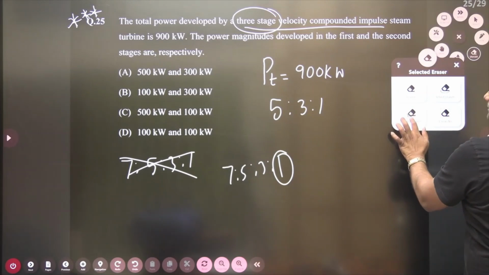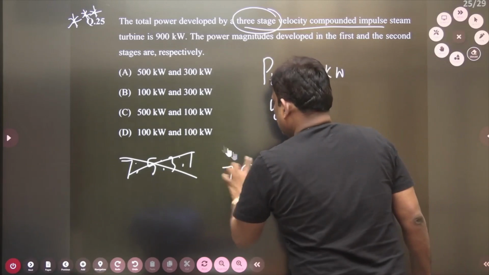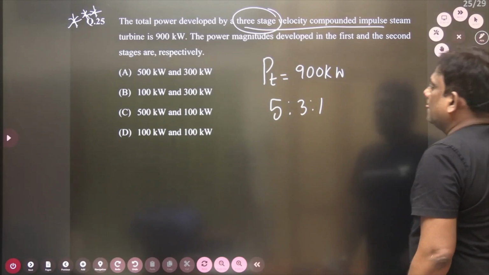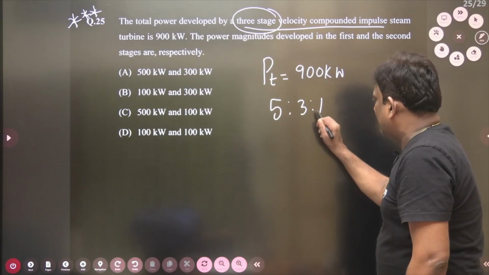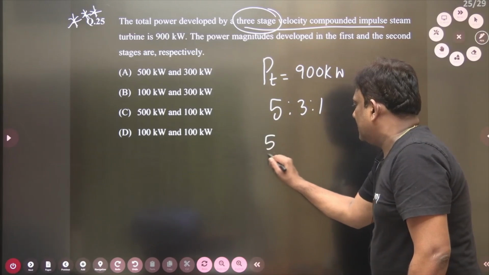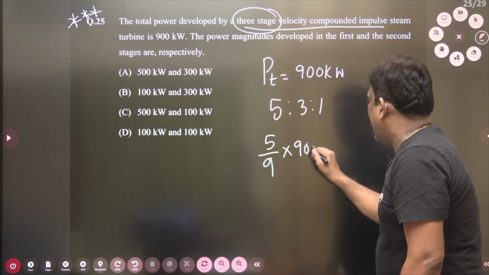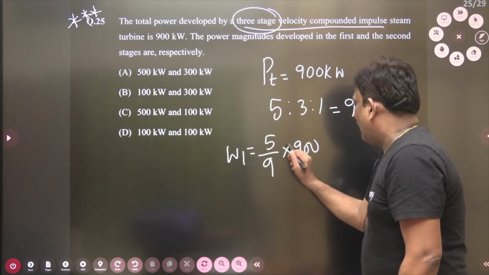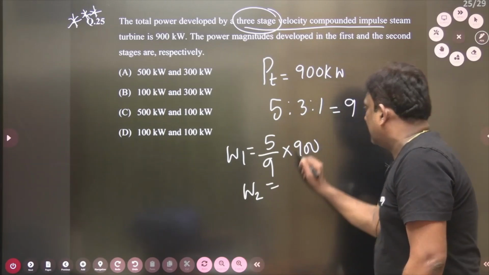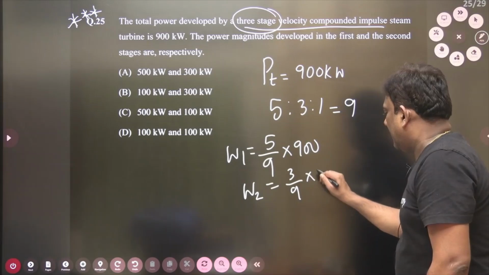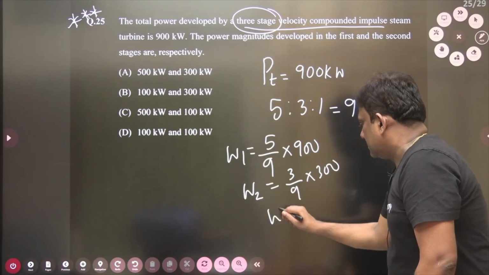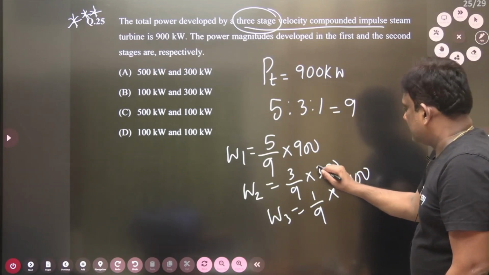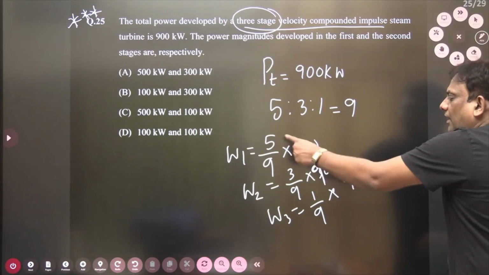Let me erase this. Let us find out the total. 5 plus 3 is 8 plus 1 is 9. So the first stage work is 5/9 into 900, and the second stage work is 3/9 into 900, and the third stage work is 1/9 into 900. The total work is 900.